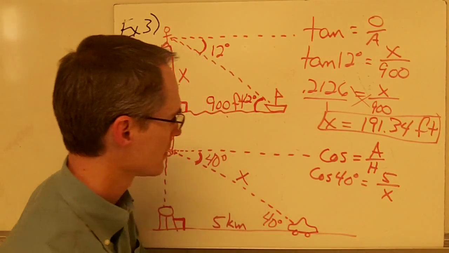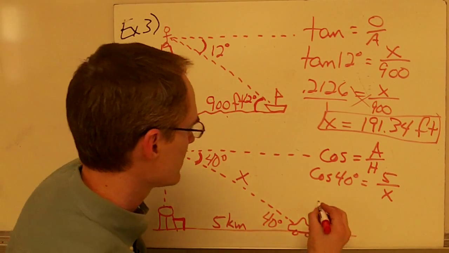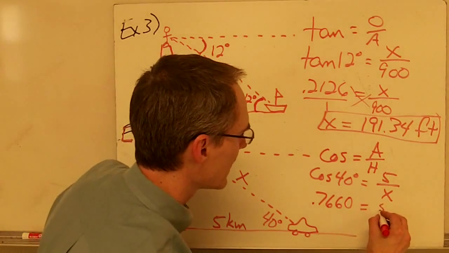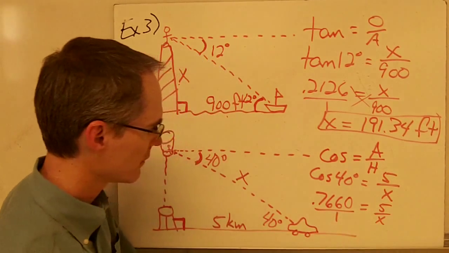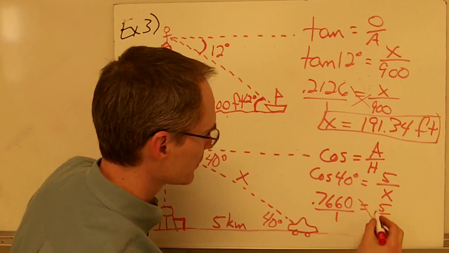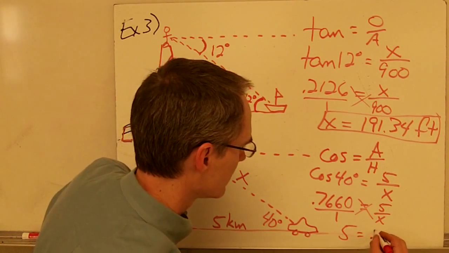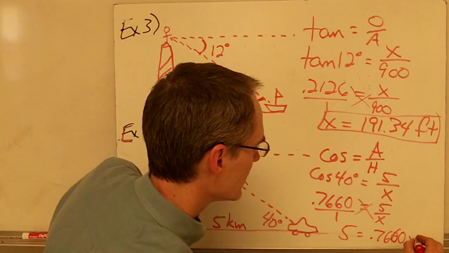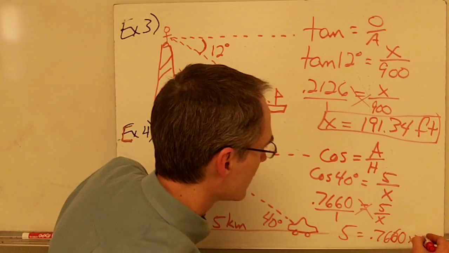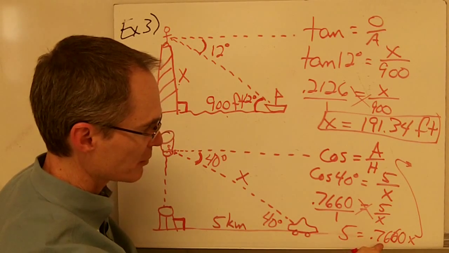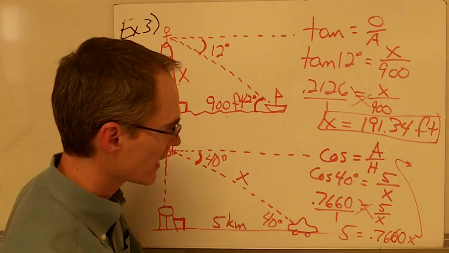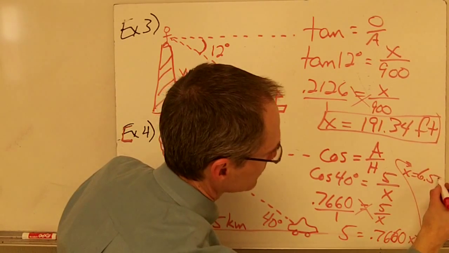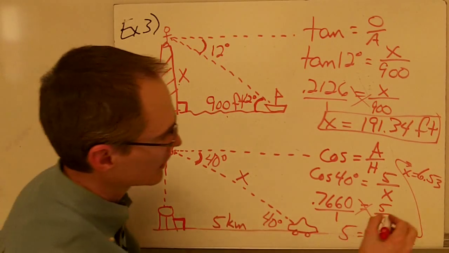Hypotenuse is x. And cosine of 40 degrees, if I punch that in, I get 0.7660 equals 5 over x. Put that over 1. And now if I cross multiply, 1 times 5 is 5. 0.7660 times x, and if I divide both sides of my equation by 0.7660, then I get x equals 6.53, and this is in kilometers.